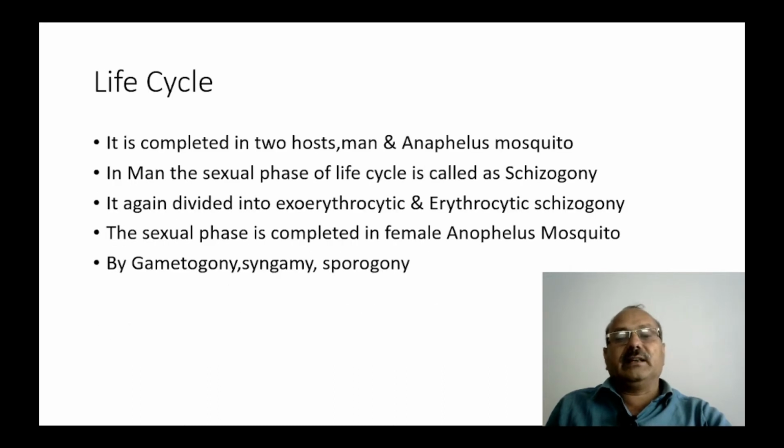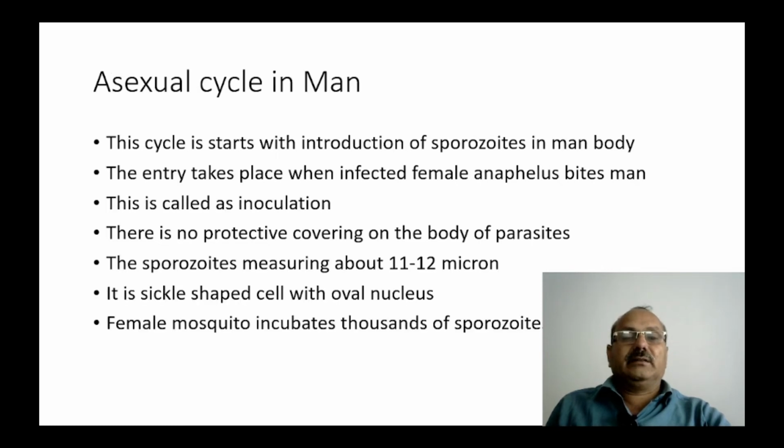When you observe its life cycle, it is completed in two hosts, man and the Anopheles mosquito. In man, the asexual phase of the life cycle is called schizogony. It is again divided into extra-erythrocytic and erythrocytic schizogony. The sexual phase is completed in the female Anopheles mosquito by gametogony, syngamy, and sporogony. Some part of the life cycle is completed in the body of the human being. It is called the asexual cycle.